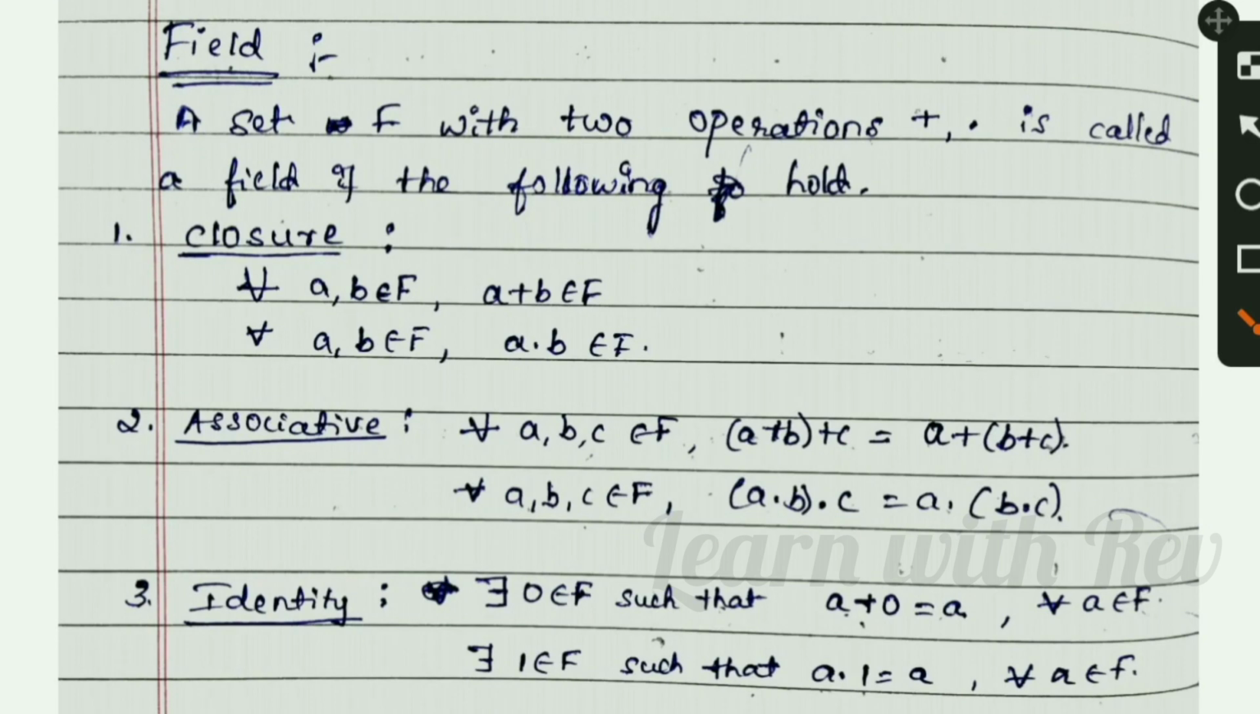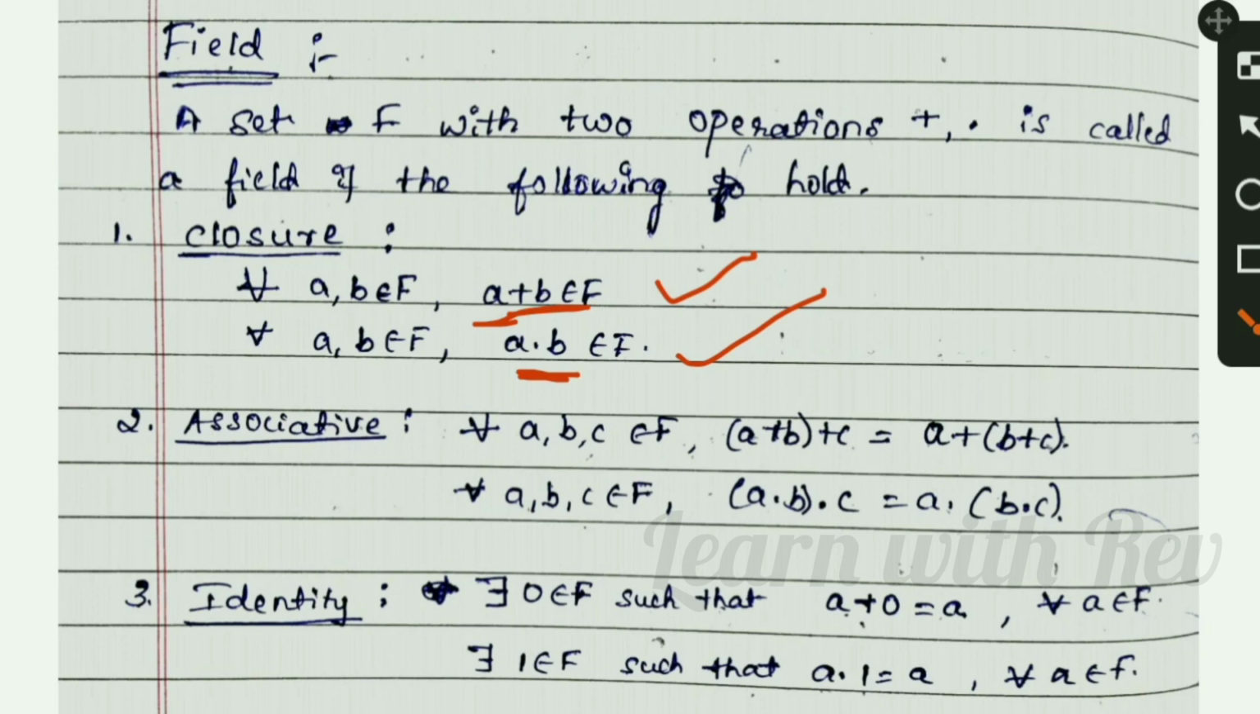So the first one is closure property. So under this we have two cases, that is closure property under addition and multiplication. The first one is for all A, B belongs to F, A plus B belongs to F. So this is closure under addition. So next one, for all A, B belongs to F, then A into B also belongs to F. So this is the closure property under multiplication.